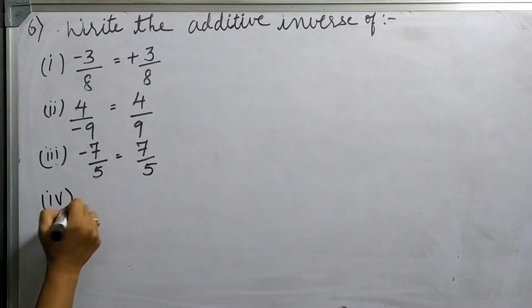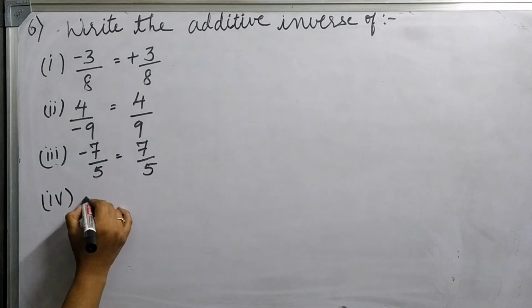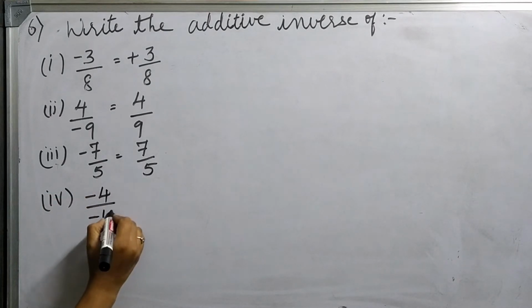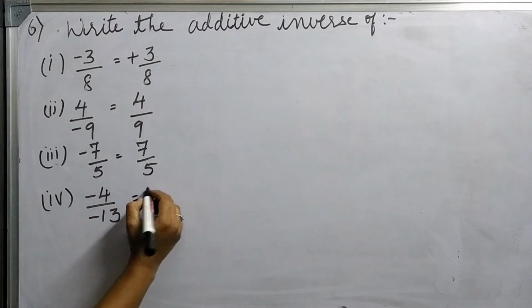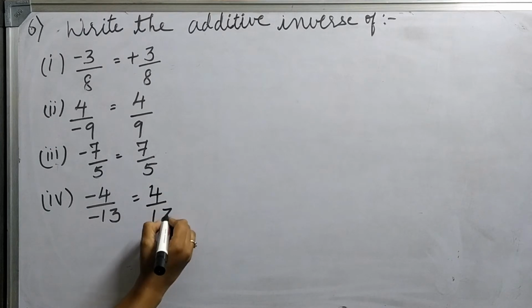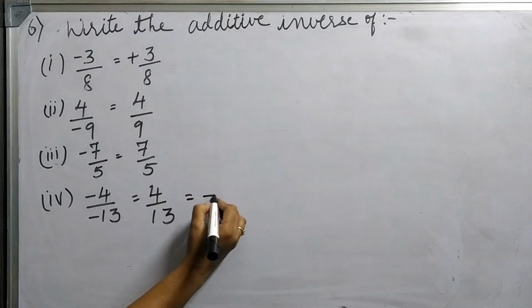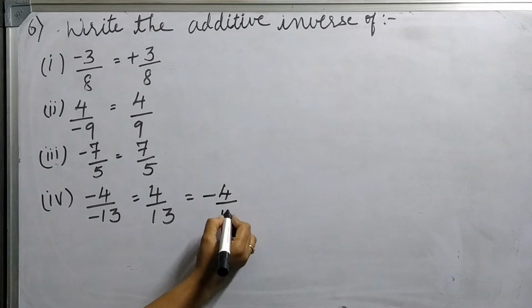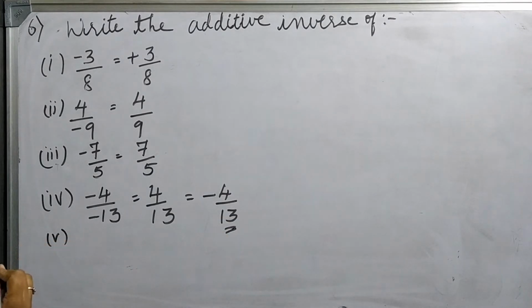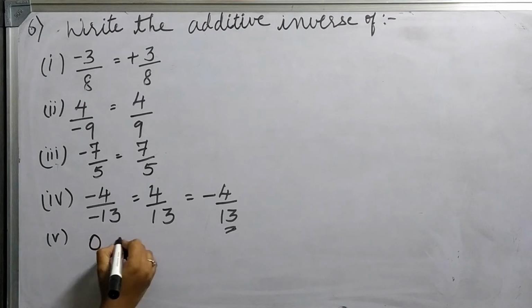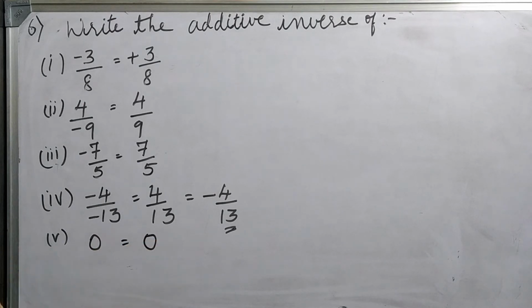Fourth one, additive inverse of minus 4 by minus 13. So minus divided by minus, I'll get plus. This is plus 4 by 13. So my additive inverse would be minus 4 by 13. That's the answer. Fifth one, what is the additive inverse of 0? The additive inverse of 0 is nothing but 0 itself. What is the additive inverse of minus 2? It is plus 2.